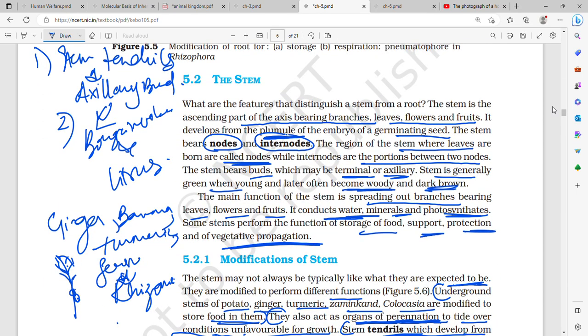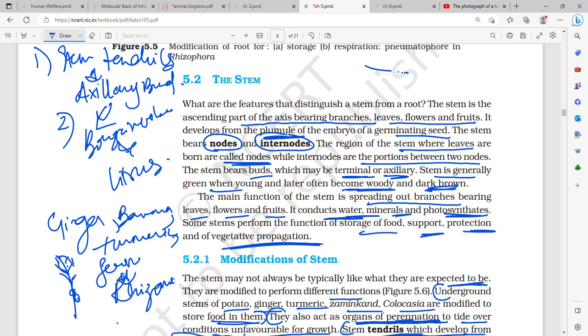Then the stem. What are the features that distinguish a stem from a root? The stem is the ascending part of the axis. The stem bears branches, fruits, flowers, leaves. It develops from the plumule. So the root was a direct elongation of the radicle, whereas the stem develops from the plumule of the embryo of a germinating seed, and the stem bears nodes and internodes. The region from where the leaves are born is called a node, whereas the portion between two nodes is called an internode.